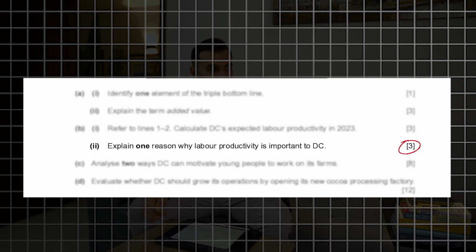You need to state your point, whatever your point is. Let's say in this B part 2, explain one reason why labor productivity is important to DC. So you just need to think of one reason why labor productivity is important, such as it would help me control the average costs, right? So I state the point very clearly and precisely, and I have to explain that point, thinking again about what I mean by this point, that it helps me to control average cost, and why this would be important to this business, in this case DC.